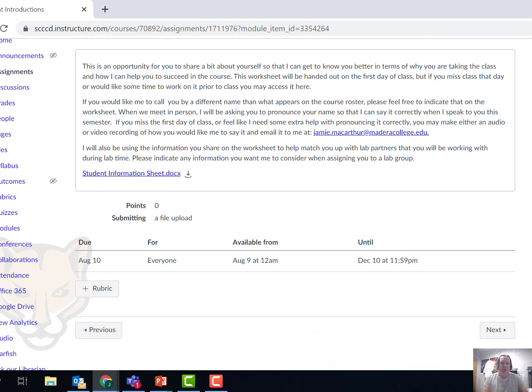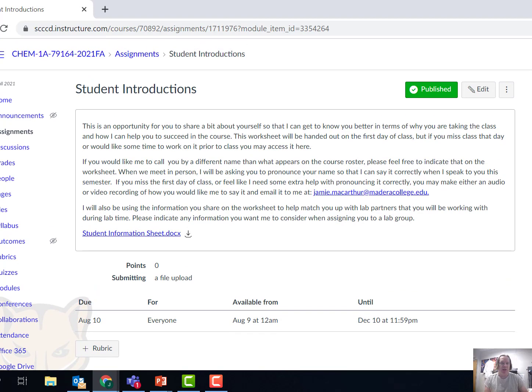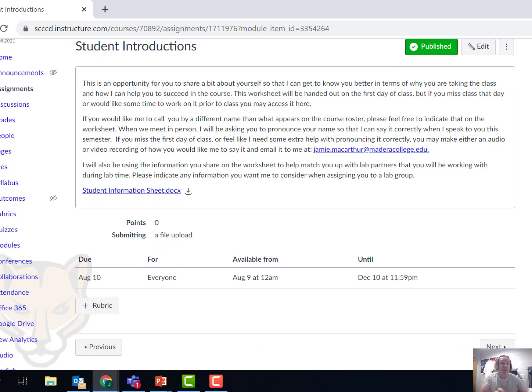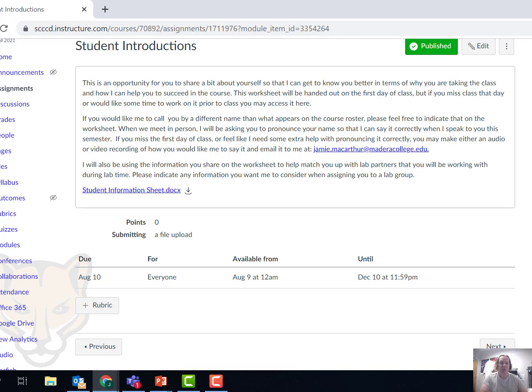So I mentioned this as well, that this is more of a personal information form that you would maybe not want to share with the rest of the class in the introduction discussion board we had earlier, but you might want me to be aware of. I will be handing this out when we meet in person, but if you wanted to look at it ahead of time, you can. If you want to fill it out ahead of time and take the time to think about what you need to be successful in the class, you can do that.